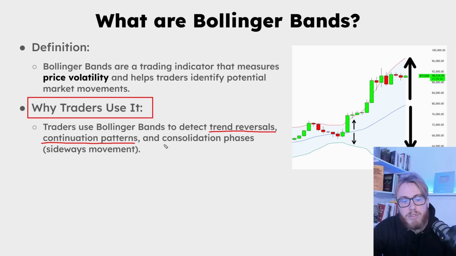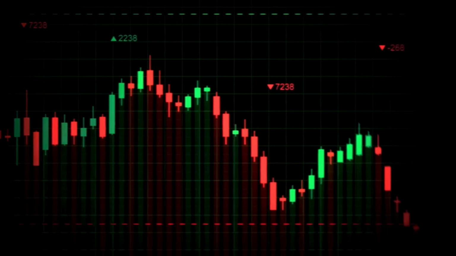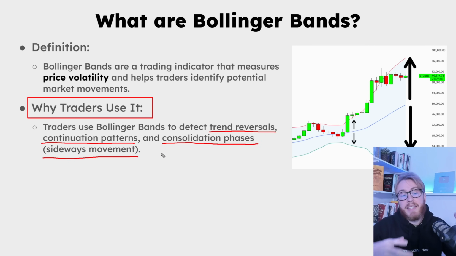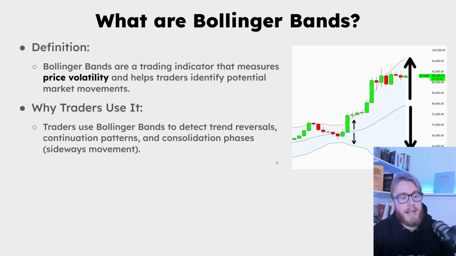Bollinger Bands can also suggest consolidation phases, and this is basically sideways movements. And your ability to be able to detect sideways movement is actually a very important skill as a trader. So Bollinger Bands have a very versatile use case.